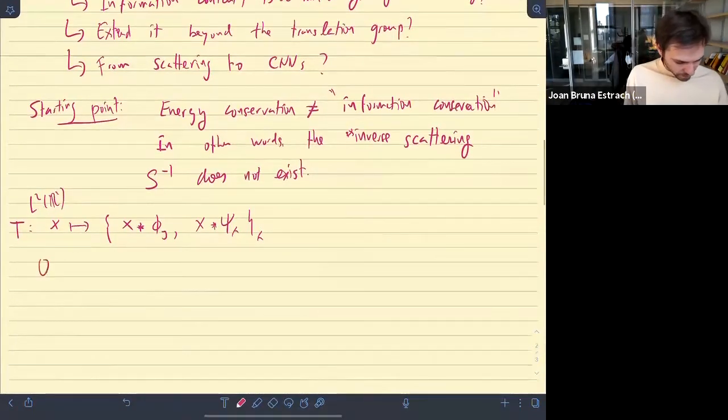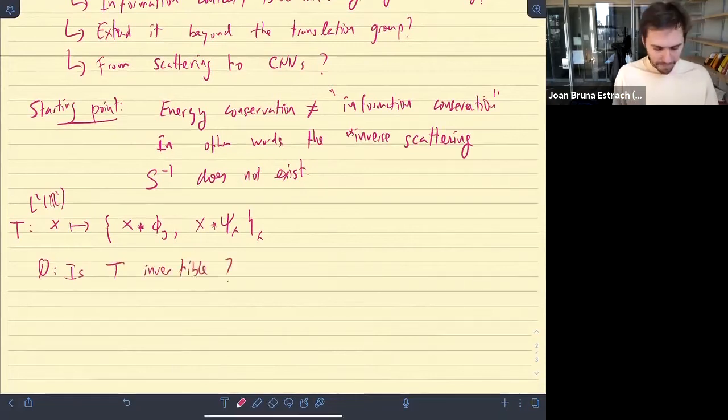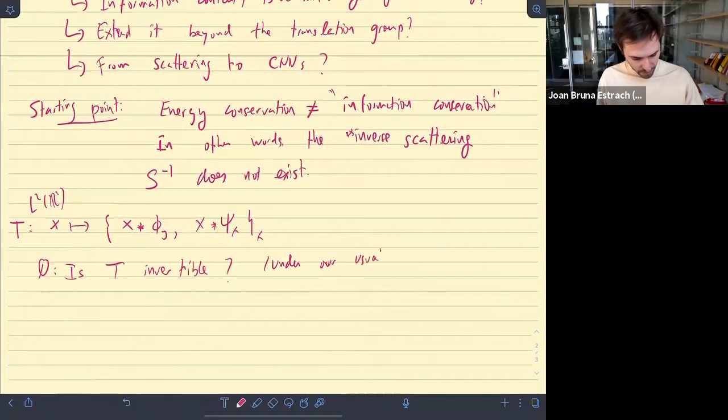So question for you. Is T invertible, under our usual assumptions and how we define these wavelets?